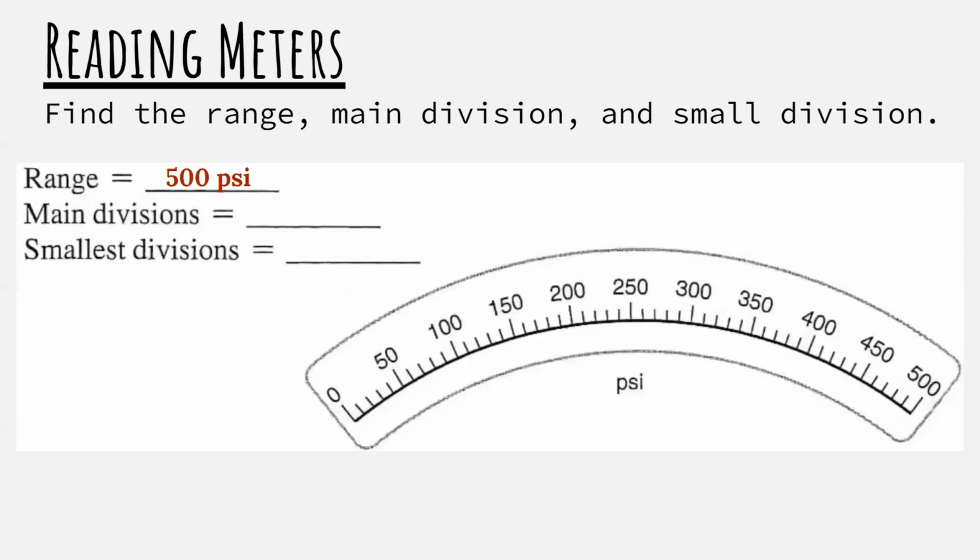All right, next up, our range, we have got 500 PSI or pounds per square inch for this pressure reader. Our main divisions are labeled every 50 pounds per square inch. And then if we look at the in-between tick marks from 0 to 50, I'm going up by 10, 20, 30, 40, 50. So we are going up by 10 PSI for our smallest divisions for our tick marks.